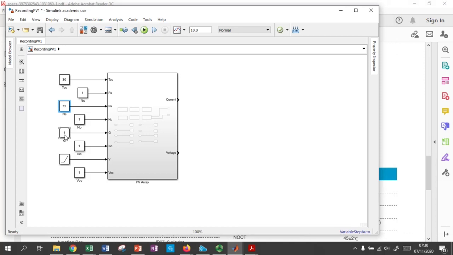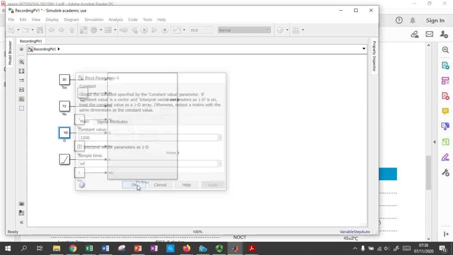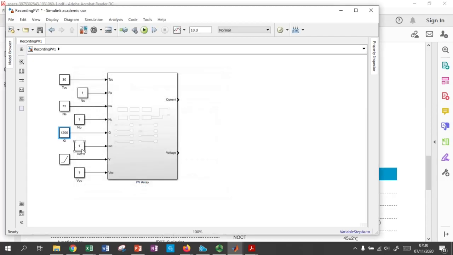G depends on the solar radiation. For example, assume that it's the standard one, 1000, or we can consider 1201, okay, because the reference is 1000.